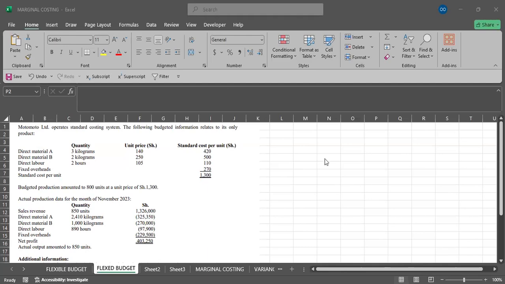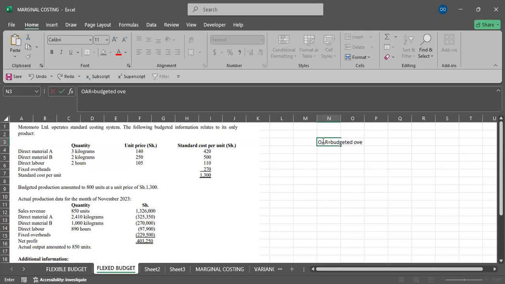So how do we deal with that? It will take us to something which you learned, which is called overhead absorption rate, right? So overhead absorption rate is equal to budgeted overheads, we divide by what you call budgeted activity level.